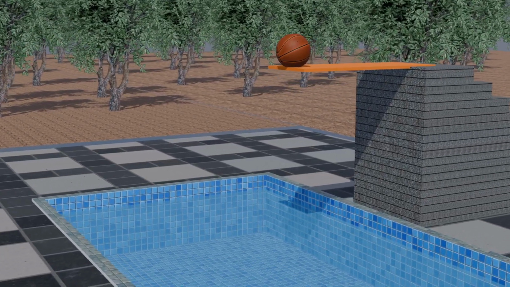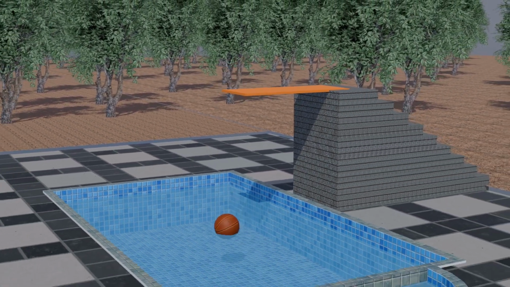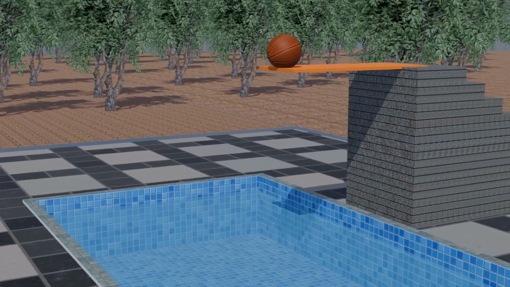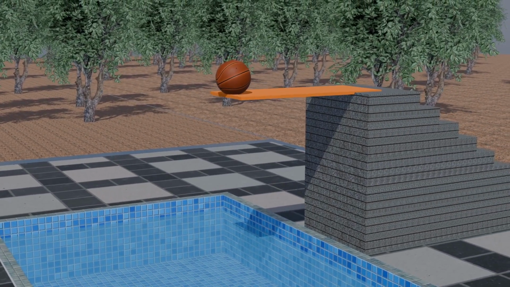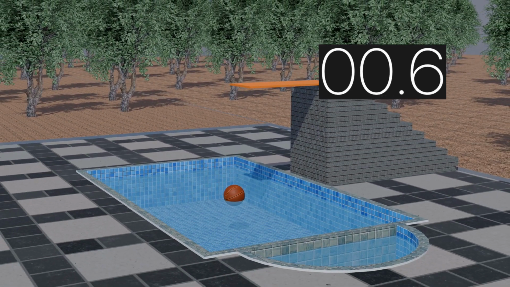Let's allow a ball to fall freely from this diving board onto the water surface of the swimming pool. It goes down under the force of gravity. Let's observe again and note the time using a stopwatch. It took 0.6 seconds to reach the water surface from the diving board.